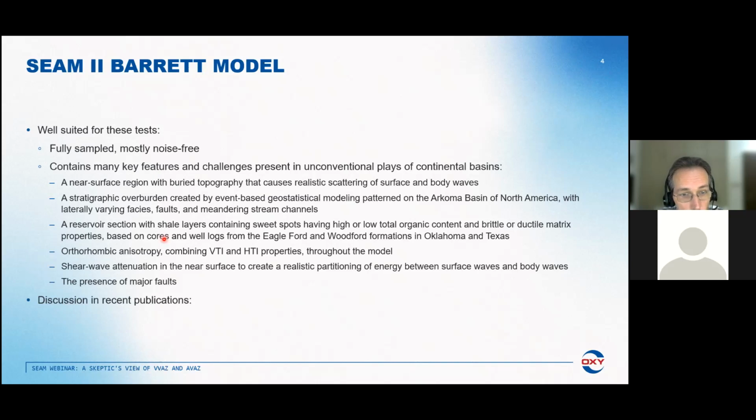There has been some discussion in recent publications over the last few years about the validity of this model, in particular related to the anisotropy values and the thickness of these shale geobodies. We'll discuss and address some of these topics throughout the presentation, but we were happy to see that there was some discussion coming up in the literature.